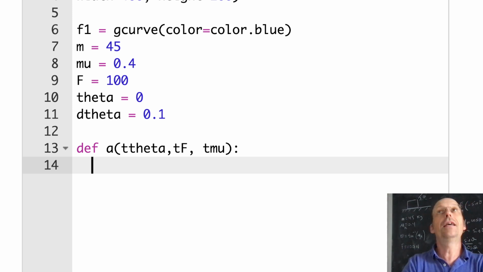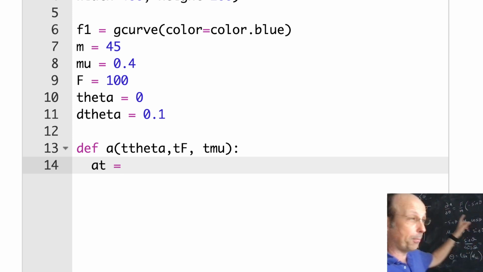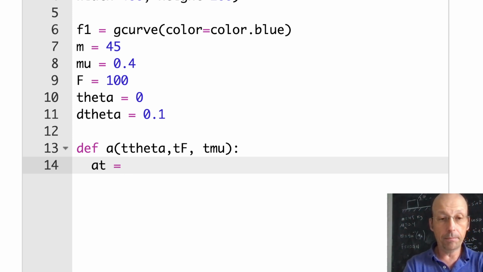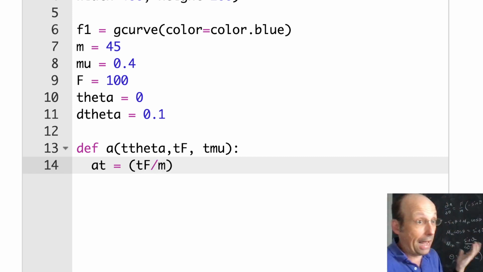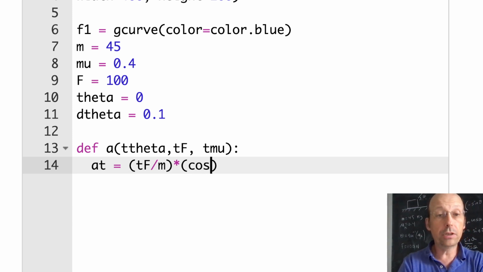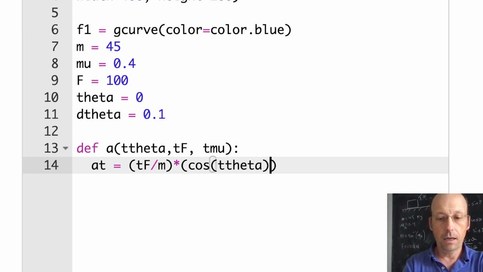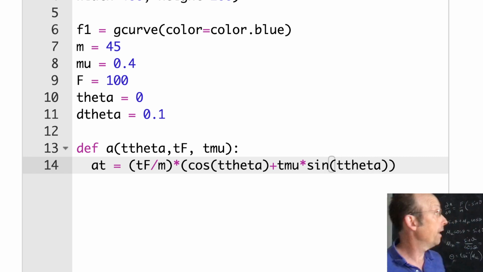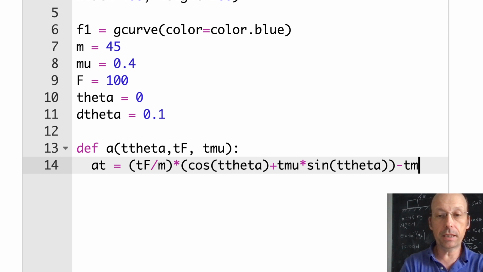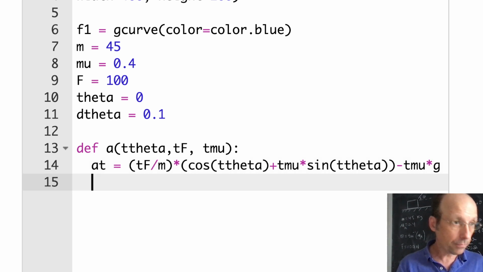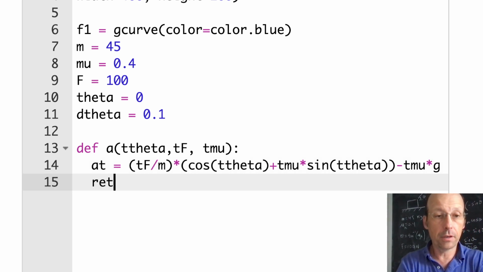So let's calculate the temporary acceleration. I call it at, surprisingly. And I'm just going to enter my function up here. So I have f over m, that's for t force over m, right? And mass is a global thing, times cosine, I'm looking up here, of theta, so it's t theta, plus t mu times sine t theta. And then I have minus mu k times g. So minus t mu times g. G is a global. That's my thing. And I'm going to return at.